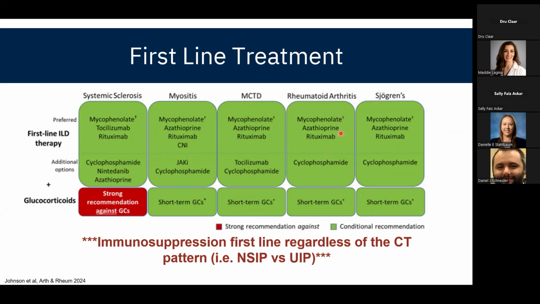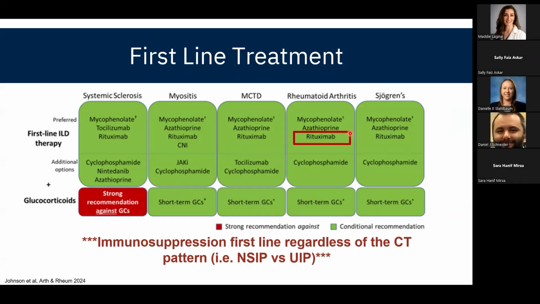So if you notice for rheumatoid arthritis, rituximab is third in the first line treatments. But mycophenolate and azathioprine don't work for the joint disease in rheumatoid arthritis. So even though those are the first two first-line treatments, and maybe you use them if someone has progressive lung disease or develops lung disease and their joint disease is well controlled, for someone who has active joint disease, those are not going to be great options. And so I often reach for rituximab in that case.